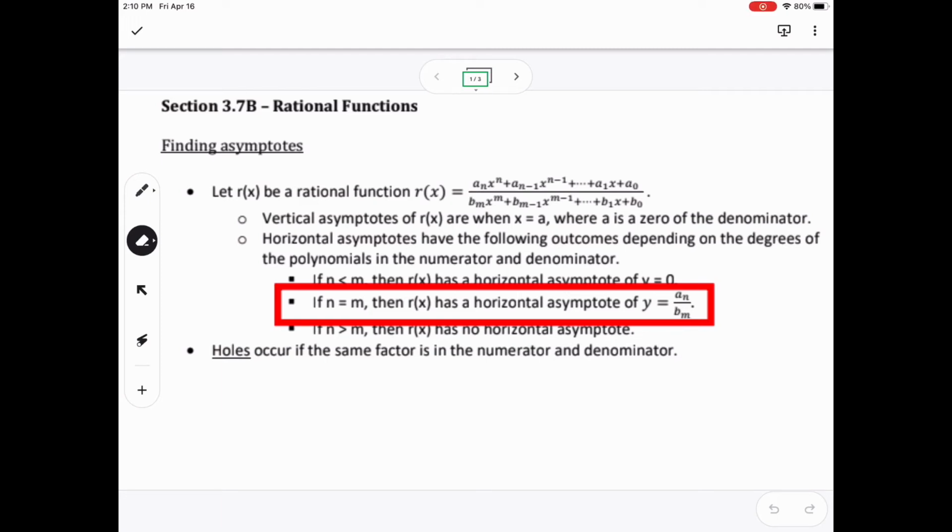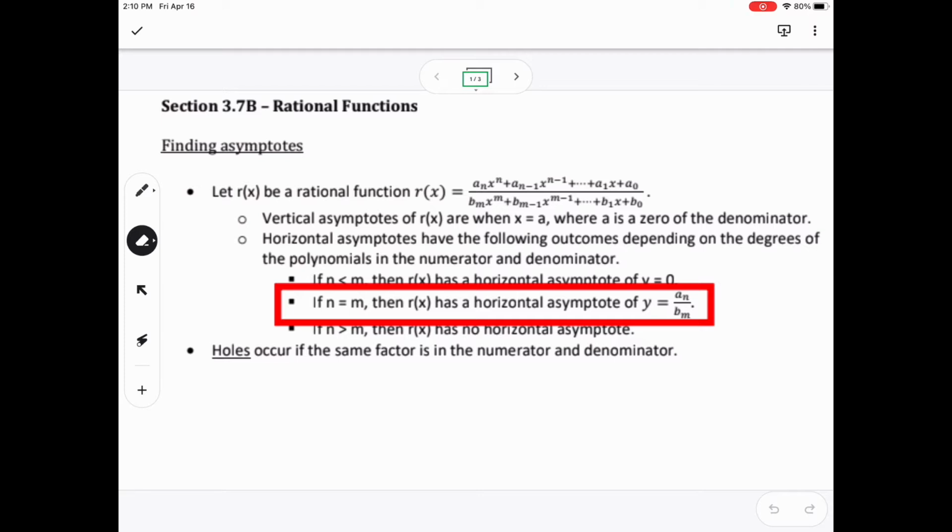Today's lesson is over section 3.7b. We're still talking about rational functions, but we're going to move on to the second case. So the second case is when the degrees of the numerator and the denominator are the exact same. So our n and m are equal to one another, whether that be 1 and 1 or 2 and 2. That's what we're looking for.